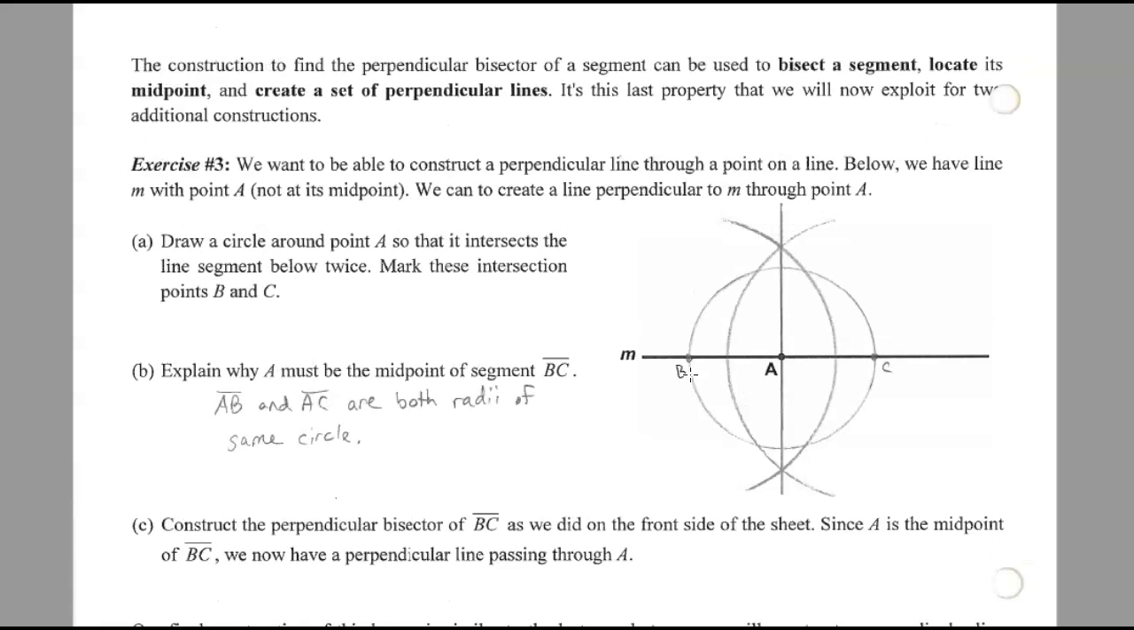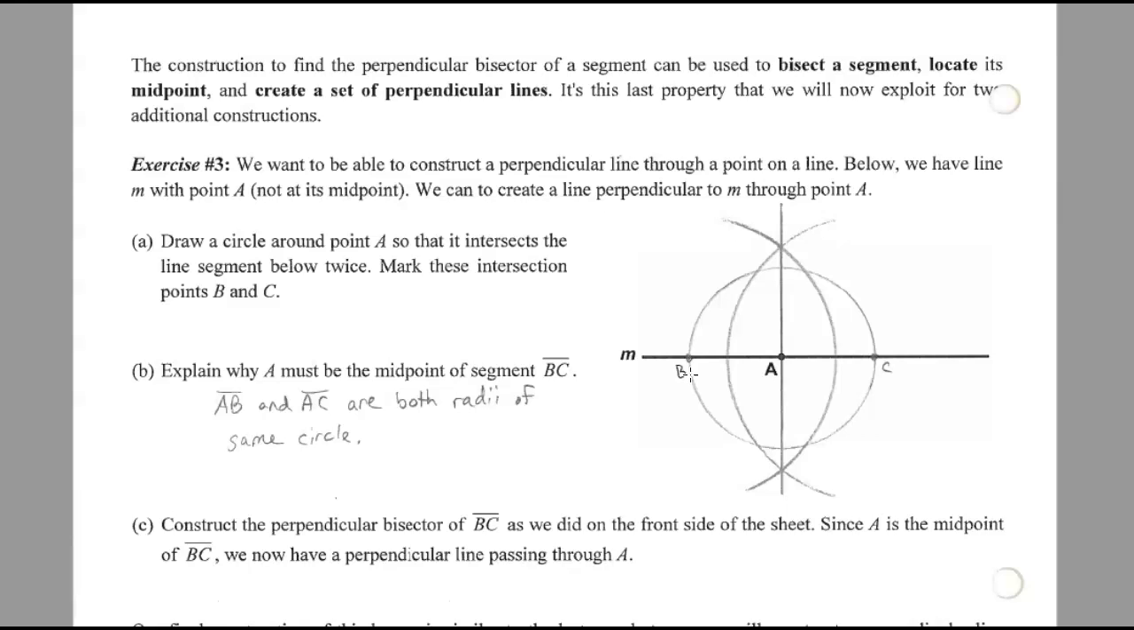Alright, on the next page, the construction to find the perpendicular bisector can be used to do three things: to bisect a segment, to locate a midpoint, and to create a set of perpendicular lines. That third thing is different from the first two. The first two have to do with equal segments. This one is more about making a right angle.